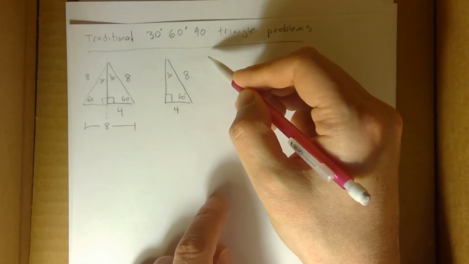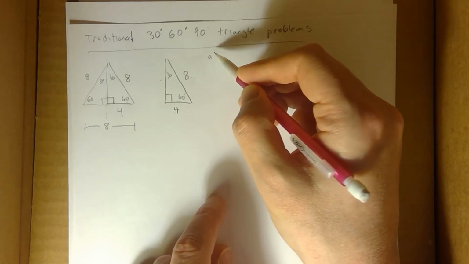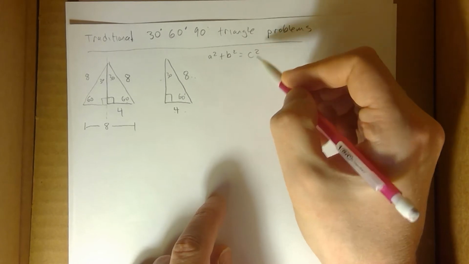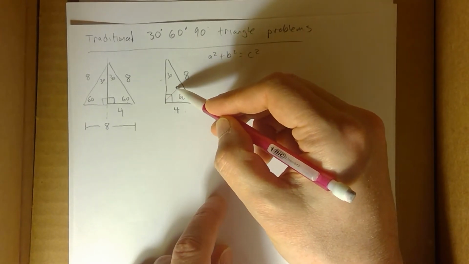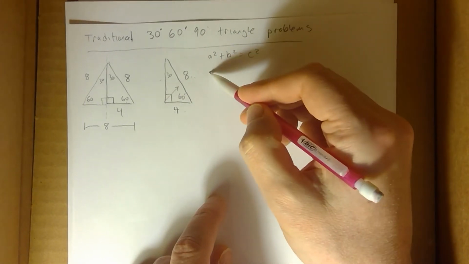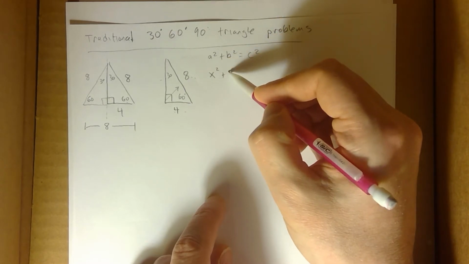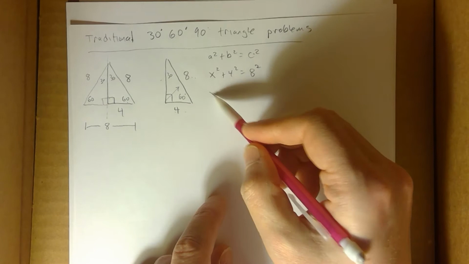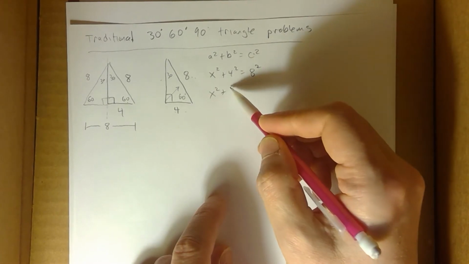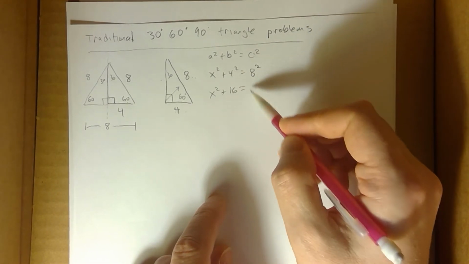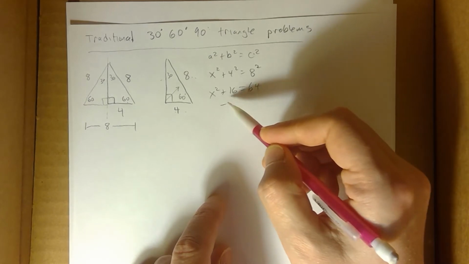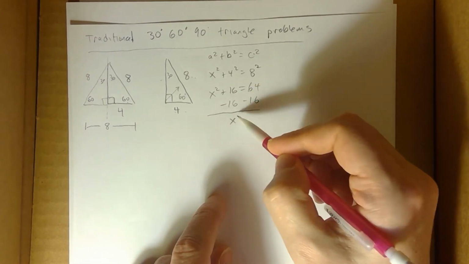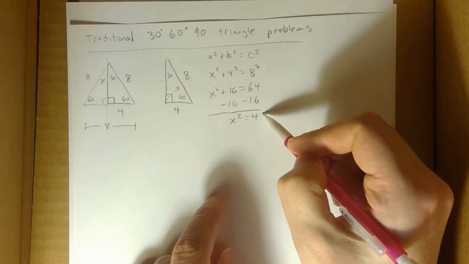All right, hopefully you had a chance to do that. So this is going to be a squared plus b squared equals c squared. And in this case, my hypotenuse is 8, so c will be 8. 4 squared is 16. 8 squared is 64. Subtract 16, and x squared equals 48.